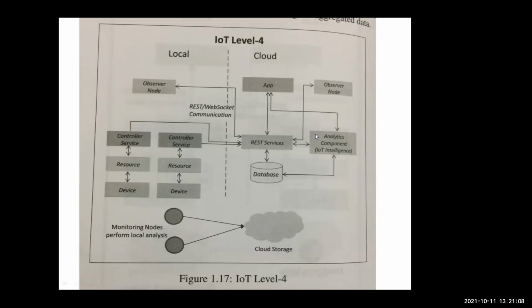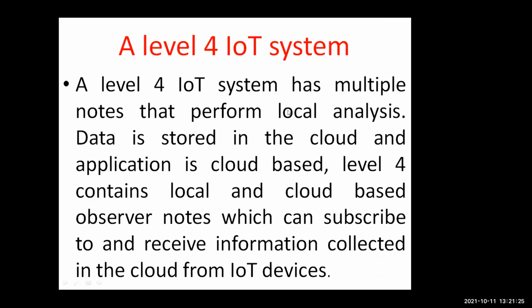In level 4, data is stored in the cloud only. Here each node has different device resources and control services. We also have an observer node, which works both in the cloud as well as locally. A level 4 IoT system has multiple nodes that perform local analysis, data is stored in the cloud, and the application is cloud-based. Level 4 contains local and cloud-based observation nodes which can subscribe to and receive information collected in the cloud from IoT devices.